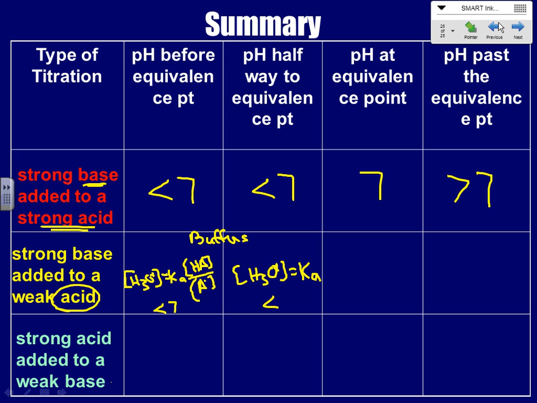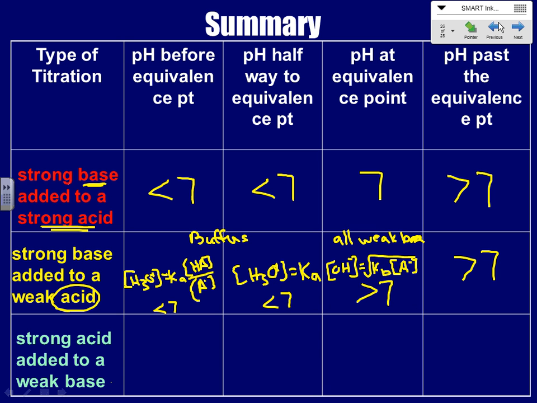Again, less than 7. Now, at the equivalence point, we've turned it into all weak base. We've turned it into the conjugate base. So we need our base equation, OH− = √(Kb × concentration), and in this case, it is the conjugate base of the acid. And notice the pH at the equivalence point is greater than 7. It is basic. Once we blow it over the top and add lots of base, it is also basic, greater than 7.